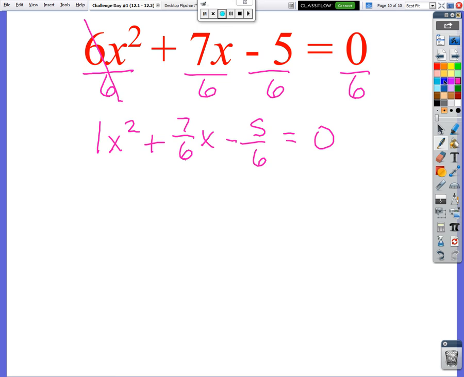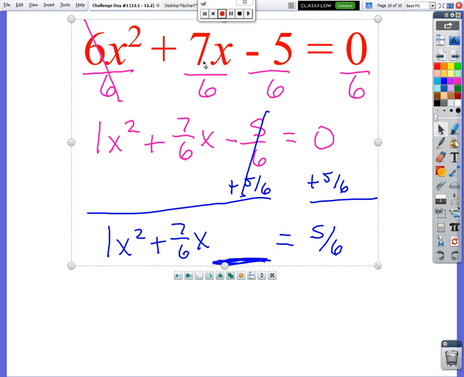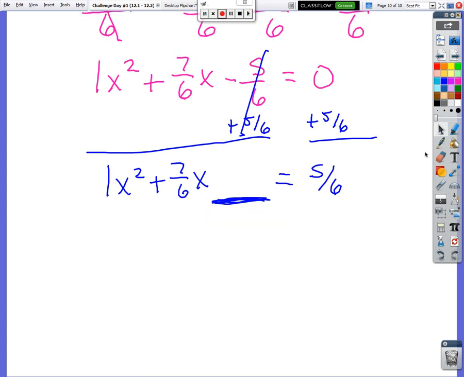Okay. Next step. Let's move that negative 5/6 over. And then we're going to have 1x squared plus 7/6 x. And then I'm going to leave some space here. Equals now positive 5/6. All right, let's move this up, get some more space going here.